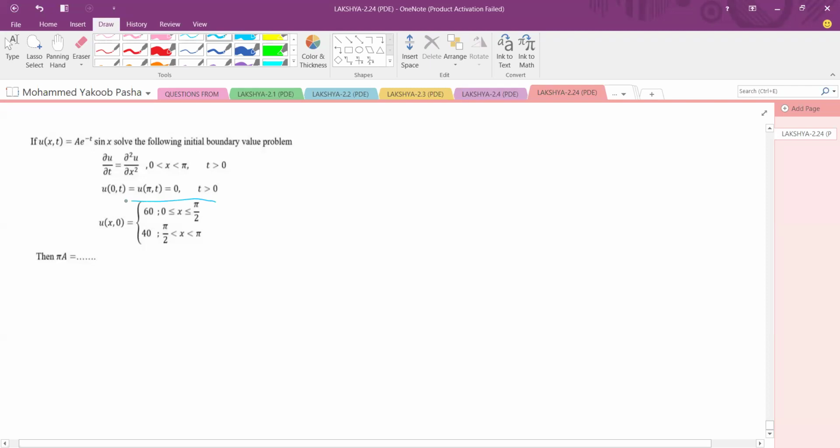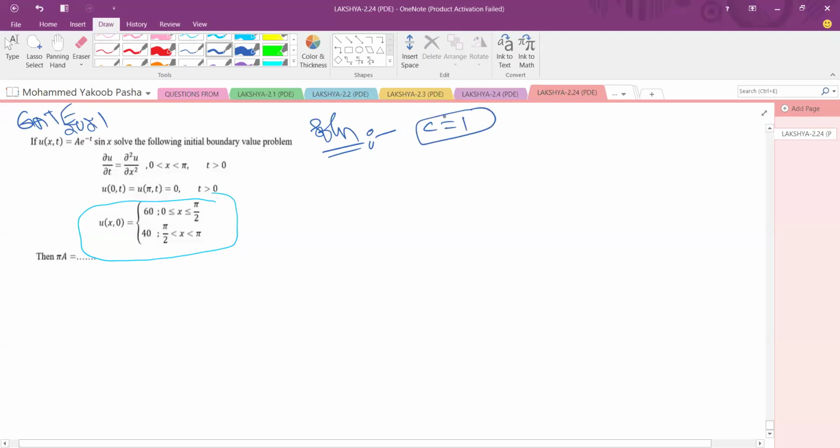We have two values for the initial condition. That is when x lies between 0 and pi by 2, u of x comma 0 value is 60. When x lies between pi by 2 and pi, u of x comma 0 value is 40. In this case, we have to calculate the value of a. This is a GATE 2021 problem. Very interesting problem. First, I am taking case C, C is my 1.